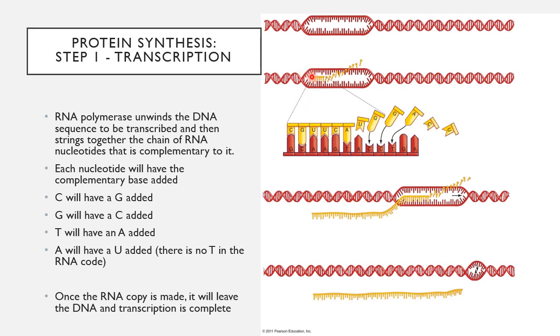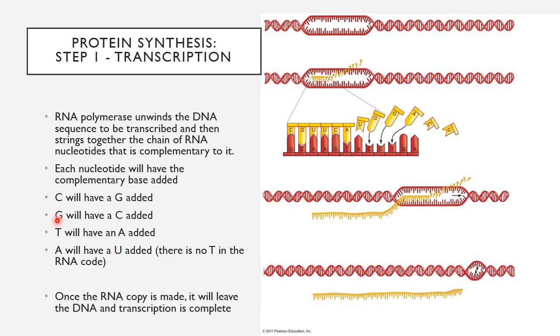So essentially a base will start getting added onto one side of the DNA. So wherever there is a G on the DNA, a C will get added. Remember, G and C are complementary to each other. So if there's a guanine, a cytosine will get added. If there's a cytosine, a guanine will get added. So it's similar pairing as you would see in DNA. The only difference is in RNA, there is no T in the RNA code, and instead there is a U.